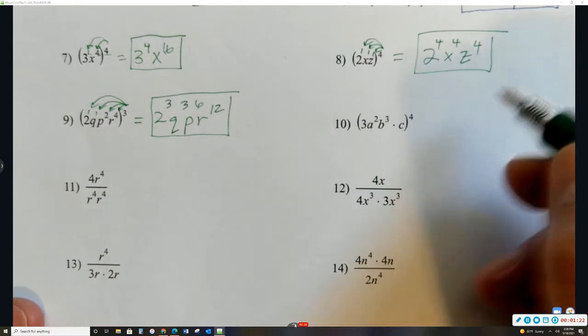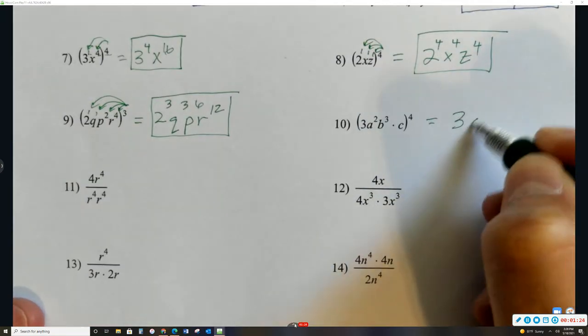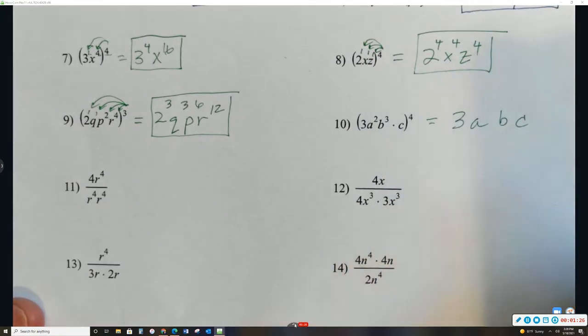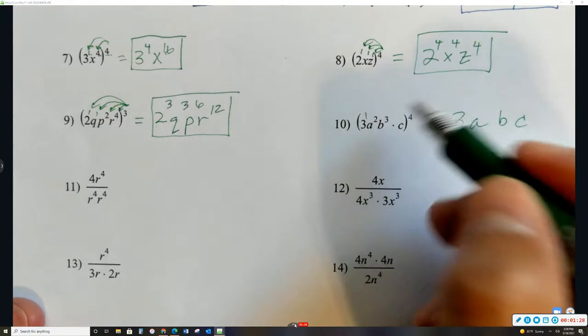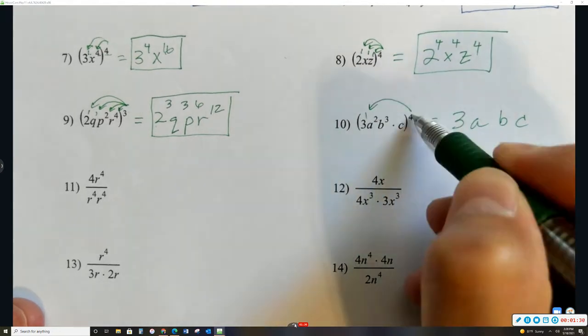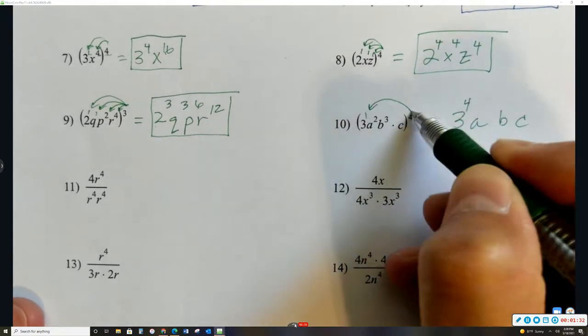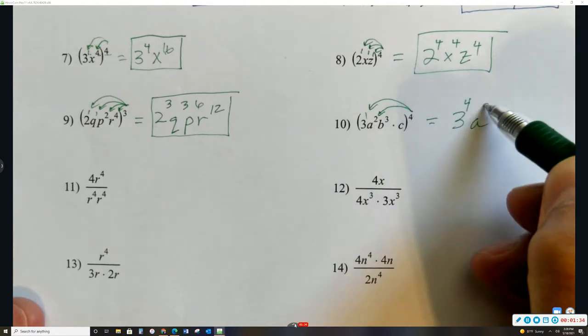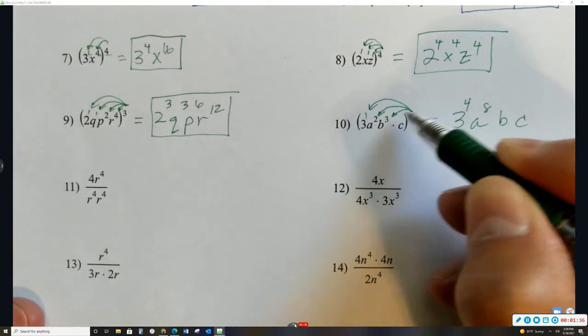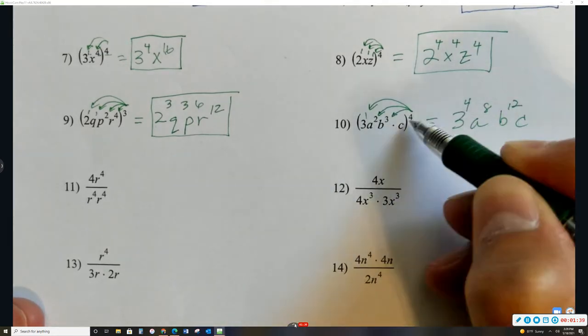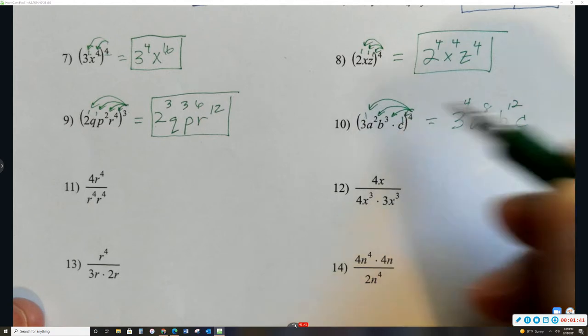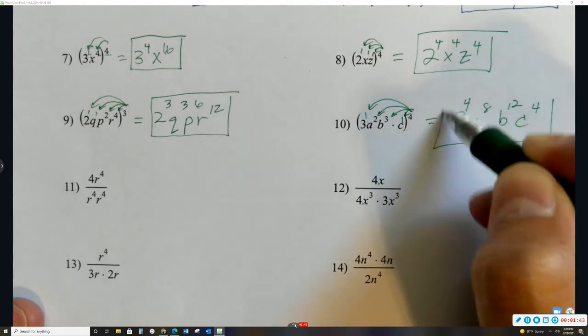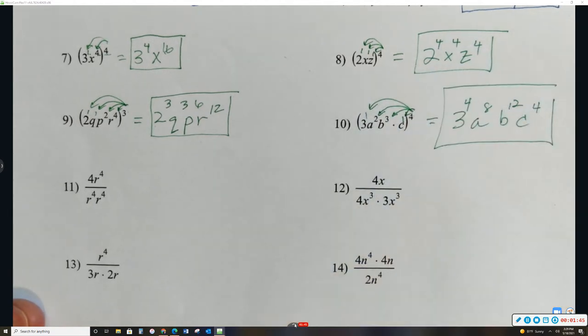And then for this one, 3, a, b, c. Again, multiply the powers. 4 times 1 is 4. 4 times 2 is 8. 4 times 3 is 12. And that does have a 1 there. And 4 times 1 is 4. Okay. So that's 7 through 10. I'm going to continue with these.